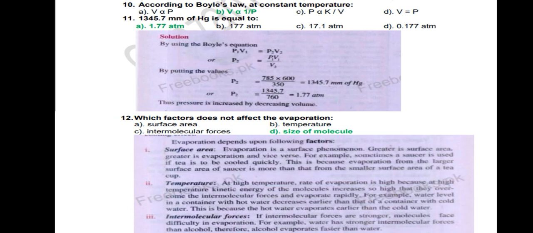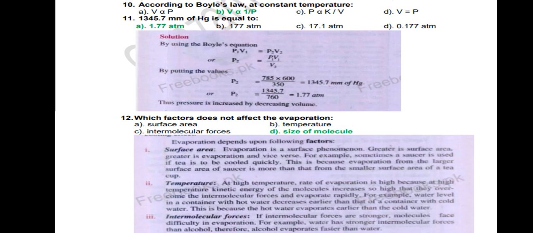1345.7 millimeter of mercury is equal to? Here we have to convert the unit of millimeter of mercury, mmHg, to atmospheres, applying the formula P1V1 equal to P2V2. You can see the calculation, that is equal to 1.77 atmospheric pressure. So option A will be correct.